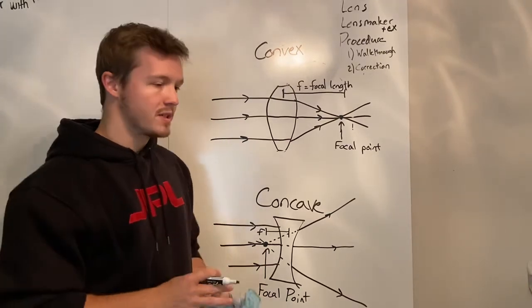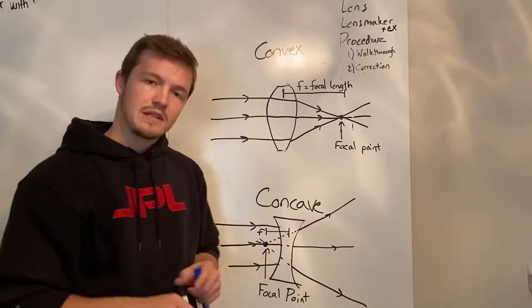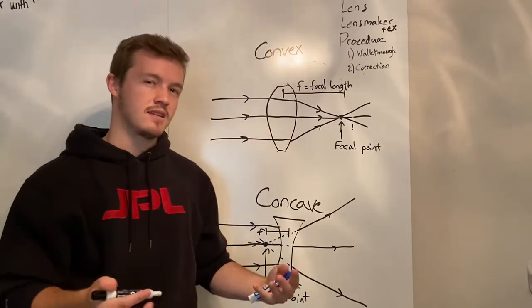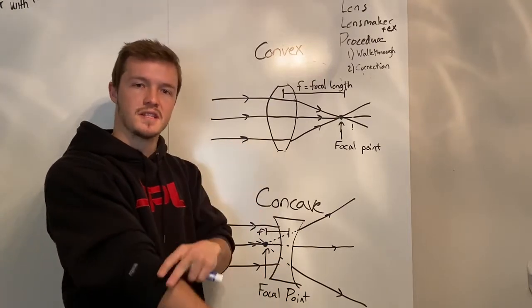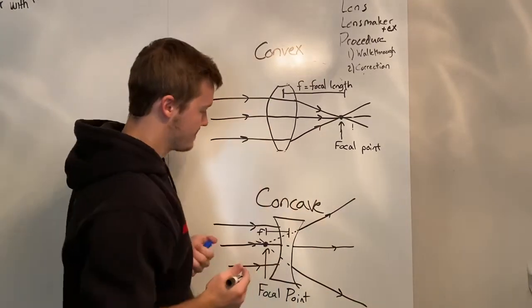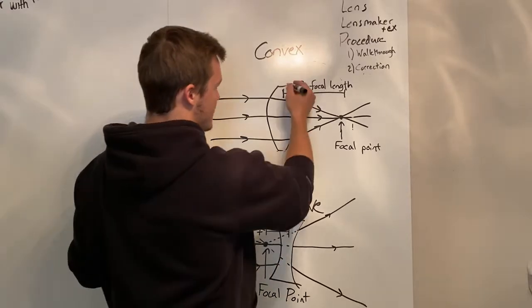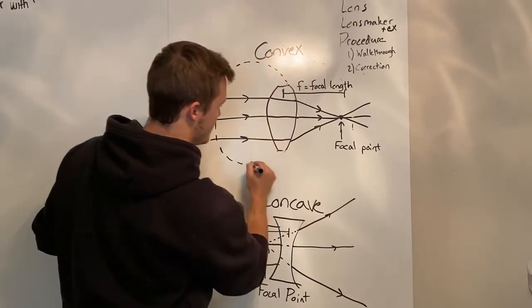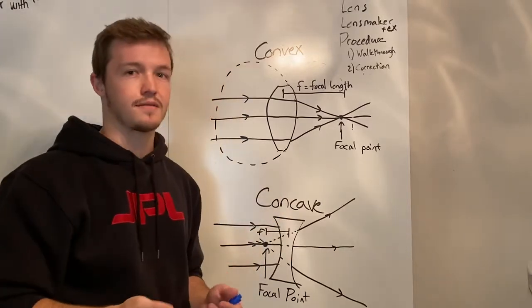So the lens maker's formula is a famous physics equation that tells you the focal length of a lens based on how the 2 surfaces are shaped. So each surface here, I guess I'll just draw these back in. Each surface is said to have a radius of curvature.